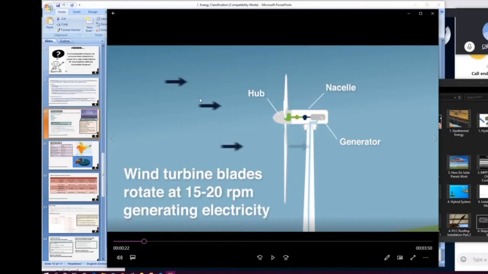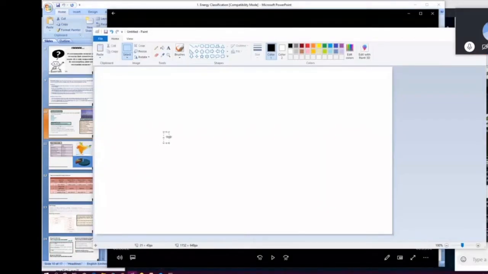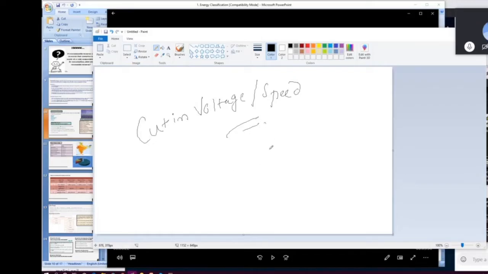Now, a wind turbine blade basically rotates at 15 to 20 RPM, that is rotations per minute, for generating electricity. There are two speeds which a wind turbine needs to maintain. If it is above 12 RPM, it can start generation. If it is less than 12 RPM, a wind turbine can't start generation. This is called the cut-in voltage or speed. That is the minimum wind velocity that is required to turn on the wind turbine.